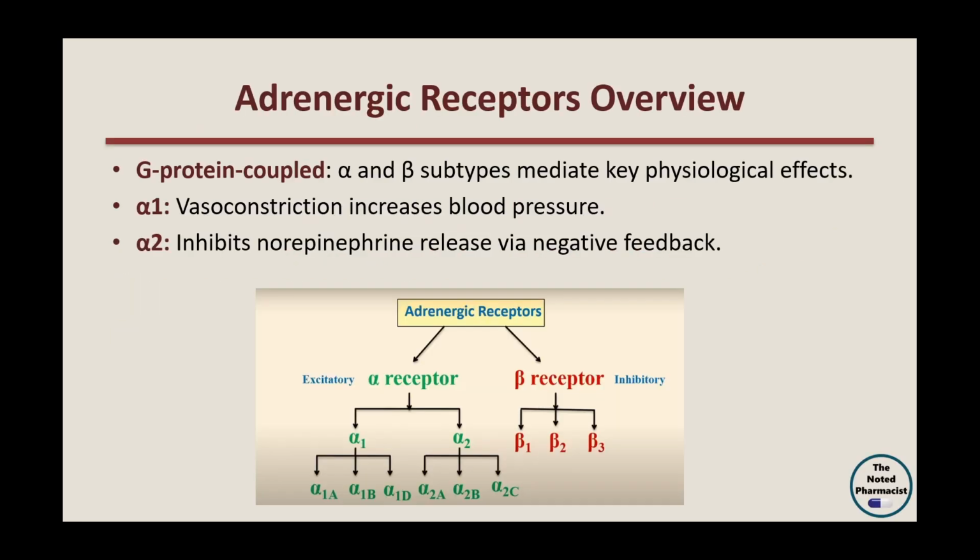Adrenergic receptors are G-protein coupled receptors divided into alpha, α, and beta, β, subtypes, each with specific physiological roles. The alpha-1 receptors, located on vascular smooth muscle, mediate vasoconstriction, increasing blood pressure. Conversely, alpha-2 receptors, found presynaptically, inhibit norepinephrine release via negative feedback, modulating sympathetic outflow. Beta receptors, beta-1, beta-2, beta-3, influence cardiac, respiratory, and metabolic processes, exemplifying their diverse pharmacological implications.